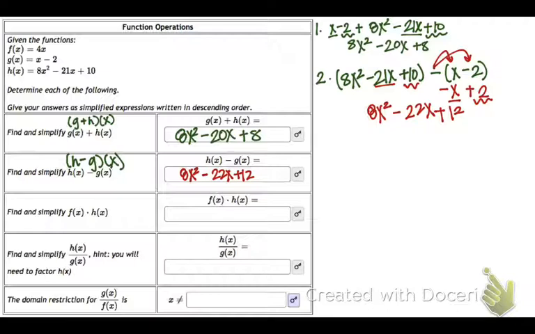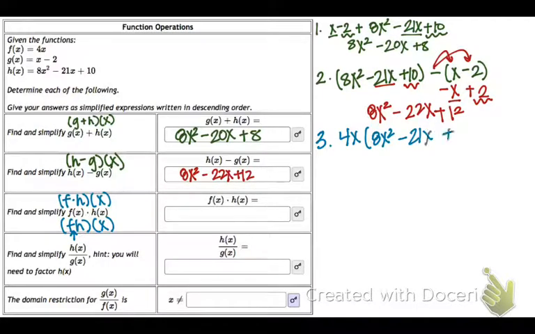Multiplying. So there's two ways you'll see this one. You'll either see it as f of x times h of x, or you could also see f times h of x. The other way it will be written is fh of x. If there's no multiplication sign right there, we just assume that it's a multiplication sign. Okay? So if we're multiplying f and h, f of x is 4x, and h of x is 8x squared minus 21x plus 10.